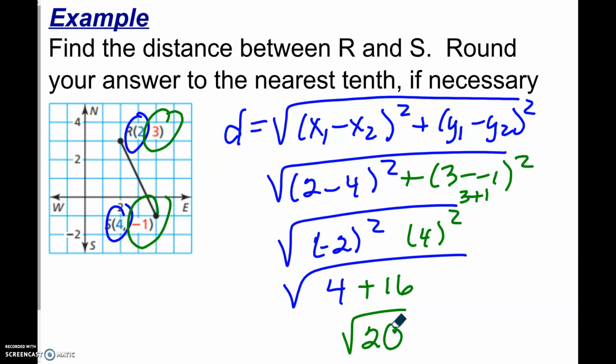Now rounding this square root of 20 here, I don't have my calculator handy. They're asking us to round this to the nearest tenth. So the square root of 20 is going to give us about 4.5.